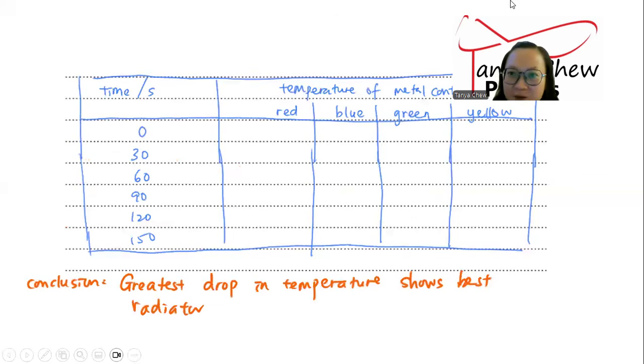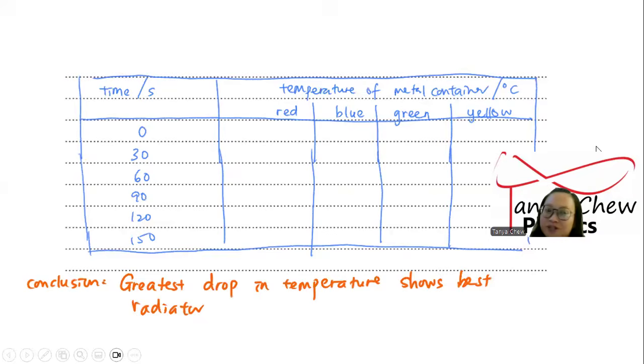Now, this is my table. Since this is a past question, why not I just give you the table as well? So the time slash the unit and the temperature of the metal container, degrees Celsius. Put different colors, red, blue, green, and yellow. So I did from 0 second to 150 second.